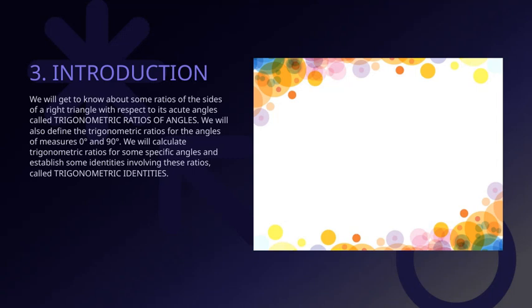We'll explore some important ratios related to the sides of a right triangle, specifically how they connect to its acute angles. These are what we call the trigonometric ratios of angles. It's also essential to understand how these ratios behave when the angles are at the extreme measures of 0 degrees and 90 degrees. We'll work through calculating these ratios for specific angles to see how they work in practice, and we'll uncover some useful identities involving these ratios, known as trigonometric identities, that help simplify many problems.